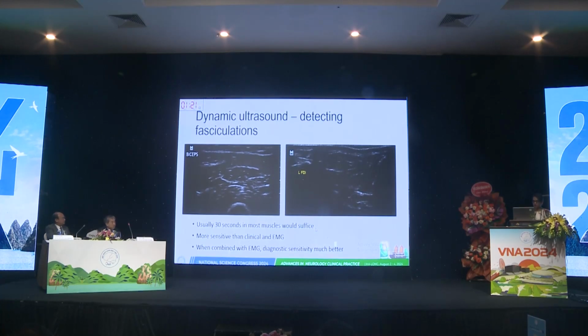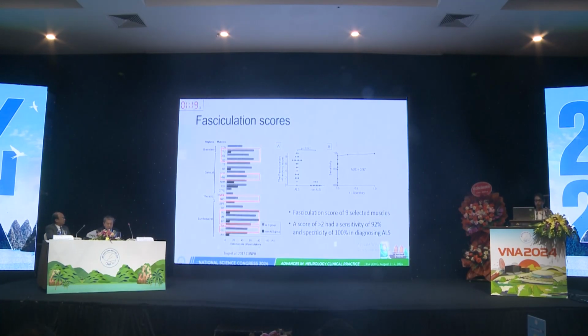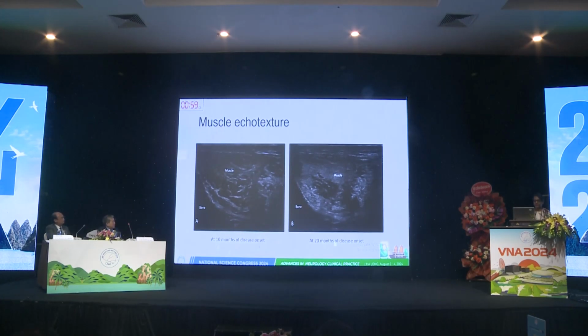Okay, let me just move. So these are some of the muscles. You can have a look at this paper, but basically for the ones that I've highlighted, there is a score: if you have more than 2 scores in the 9 selected muscles, it has 92% sensitivity and 100% specificity in diagnosing ALS.